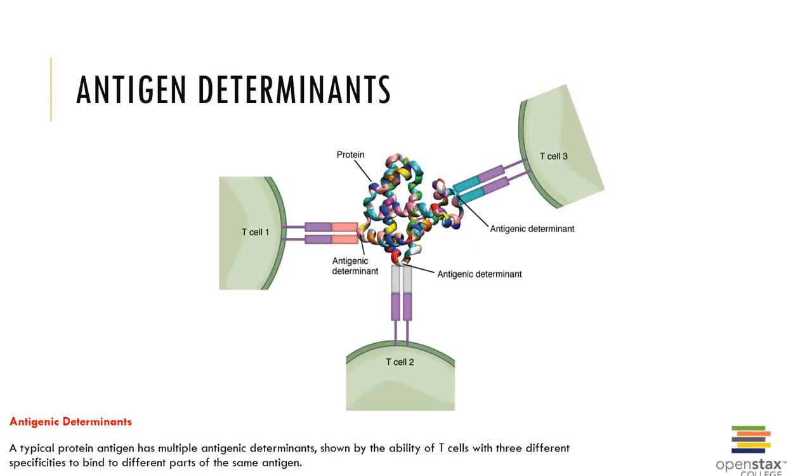The antigen determinants, or antigenic determinants, are shown here. A typical protein antigen can often have a variety of antigenic determinants, and that is shown here by the ability of T cells with 3 different specificities to bind to different parts of the same antigen.